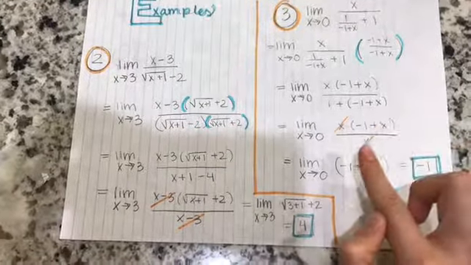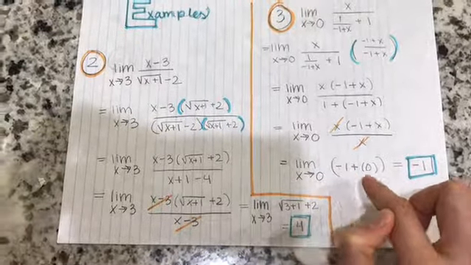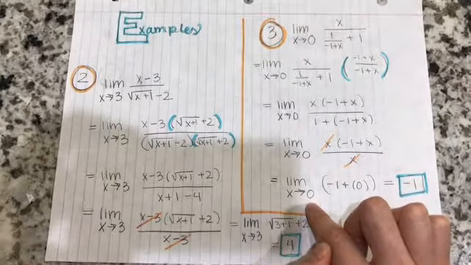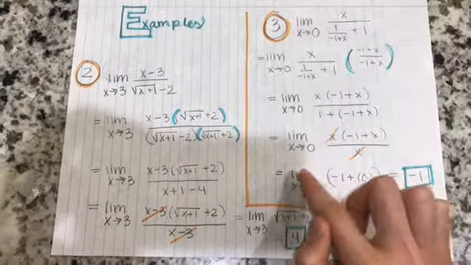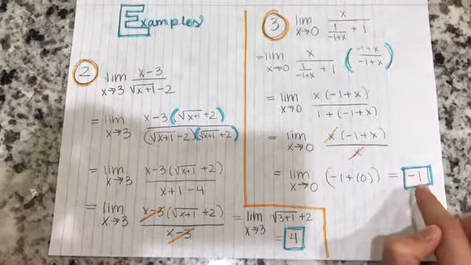I'm going to cancel out those x terms, and I am left with the limit as x approaches 0 of negative 1 plus x. I can now plug in the value that my function is approaching, which is 0. So I'm left with the limit as x approaches 0 of negative 1 plus 0, which equals negative 1.